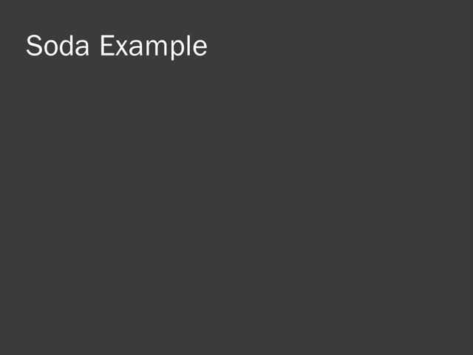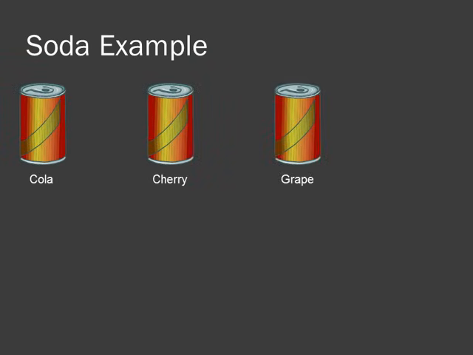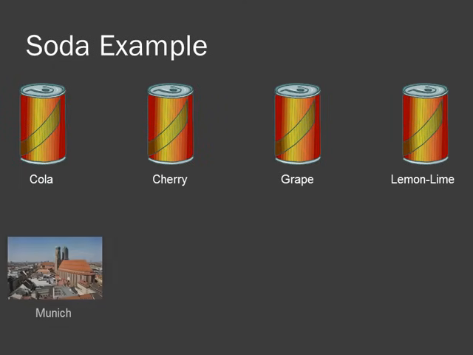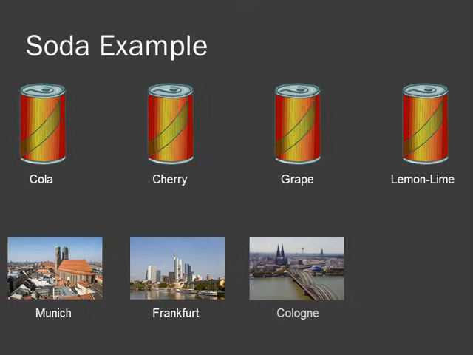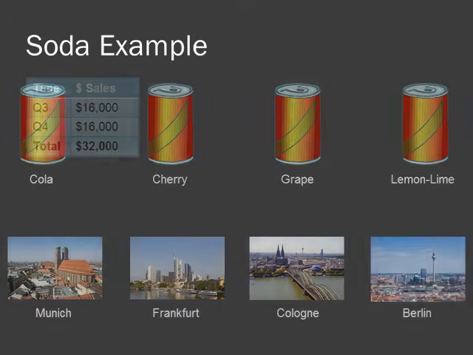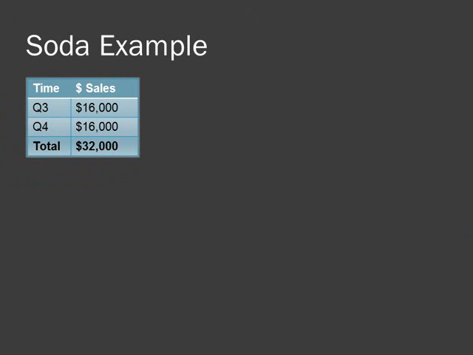To understand what makes information useful for business analysis, let's walk through a simple example of business intelligence in action. A major US beverage company is trying to break into the German market. They're selling 4 different flavors of soda: cola, cherry, grape, and lemon lime. And they're interested in what's going on in 4 major markets: Munich, Frankfurt, Cologne, and Berlin. They want to begin by analyzing sales, a pretty reasonable place to start.